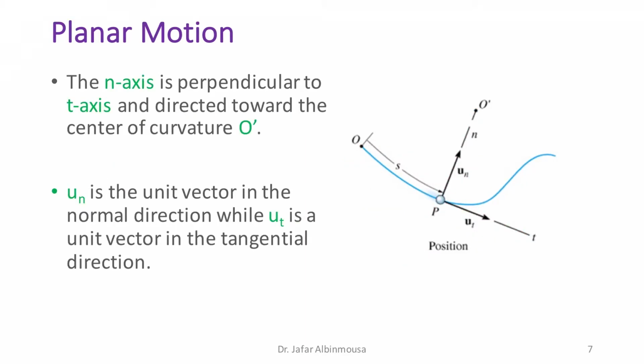So this is basically what I described earlier in the previous slide about the n-axis, which is the normal axis. So just to remind you, it is perpendicular to the t-axis, and its direction is always toward the center of the curvature, which is O prime. Un is a unit vector in the normal direction, while ut is the unit vector in the tangential direction.